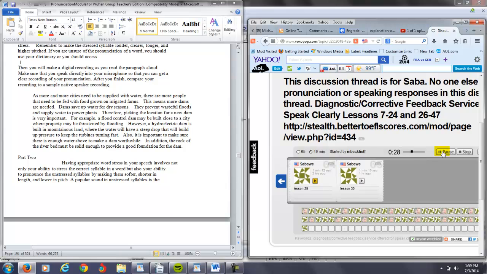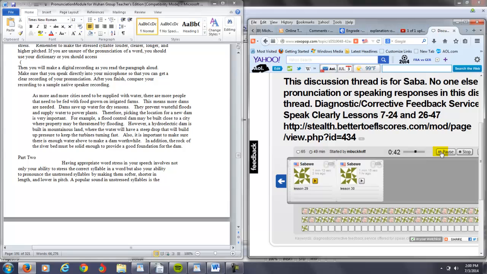Therefore, picking the location for a new dam is very important. So with your P, a bilabial consonant sound, you're about 50% there, which means you're not quite producing it with enough air so we can differentiate it from the B consonant sound. For example, a flood control dam may be built close to a city where property may be threatened by flooding.